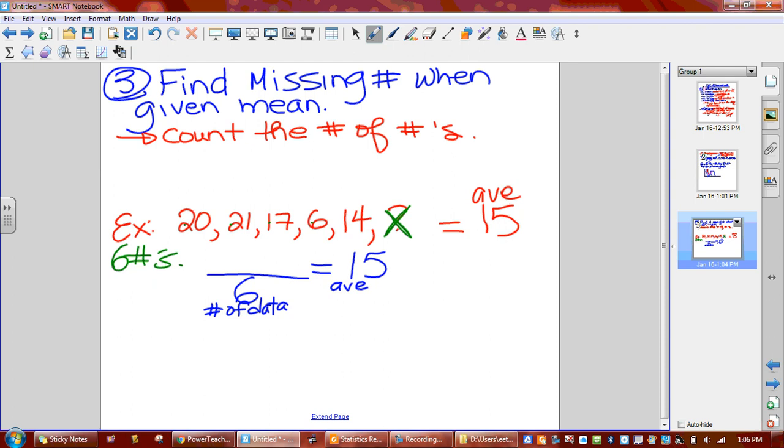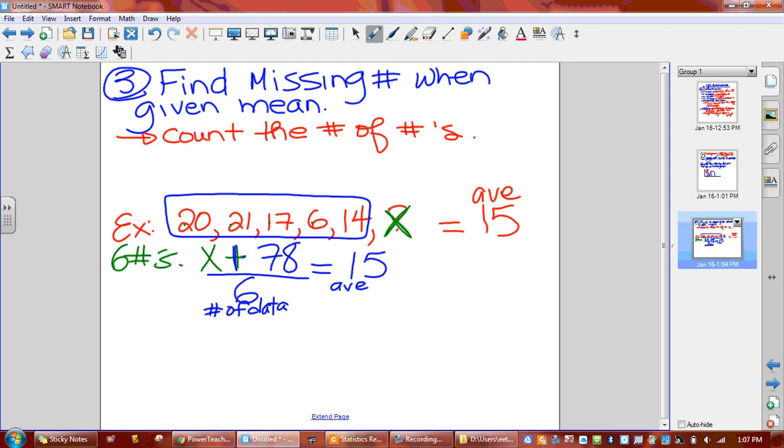Okay, on top, we're going to have x plus everything else added together. So how much is everything else added together? 78. Check my work, please.